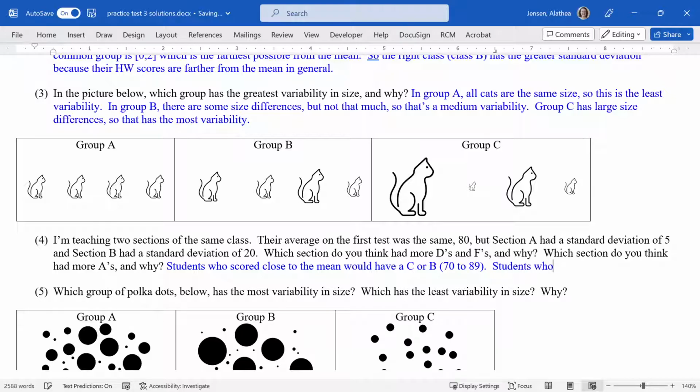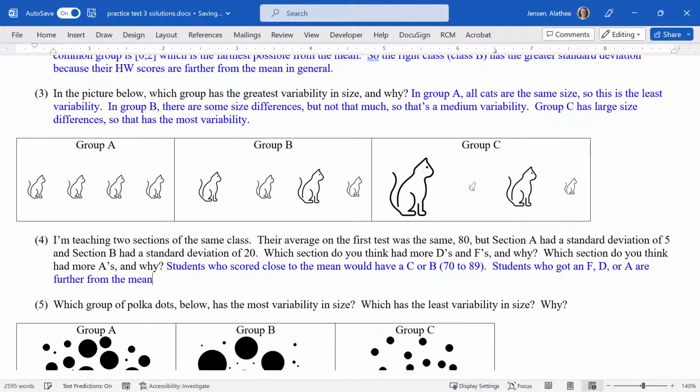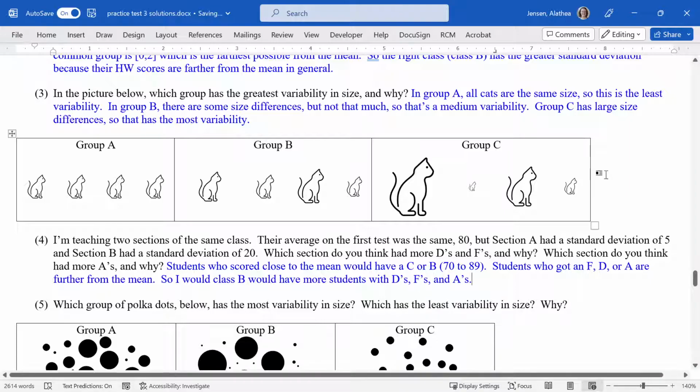Students who got an F, D, or an A are further from the mean. Okay, so I would expect class B would have more students further from the mean in general, so they would have more students with D's, F's, and A's.